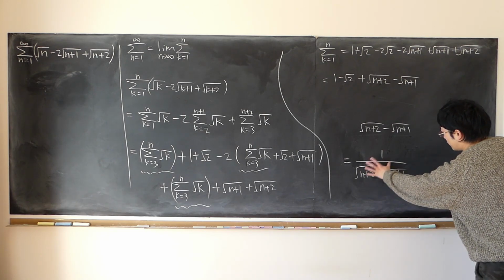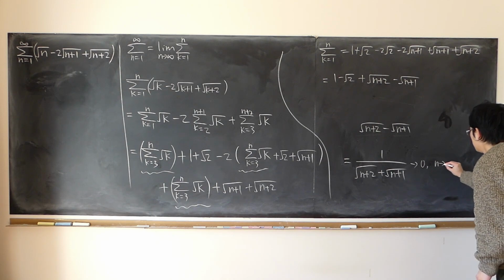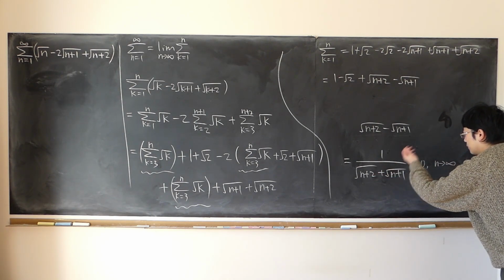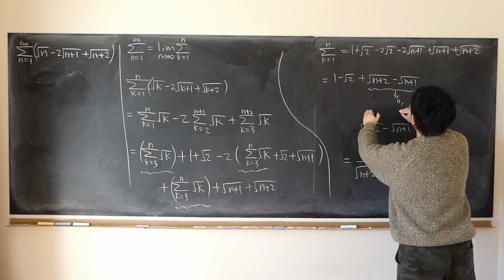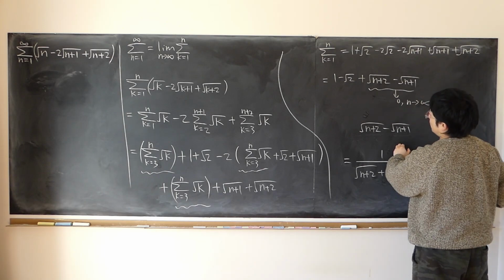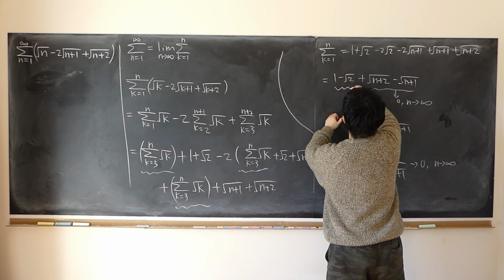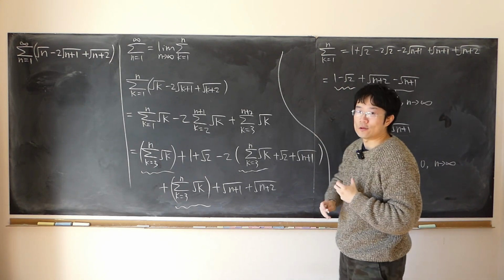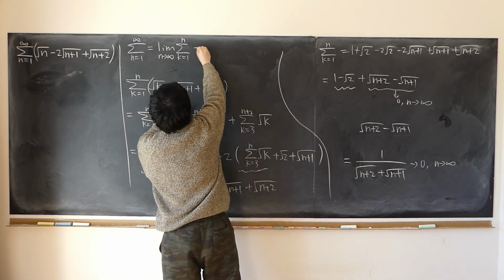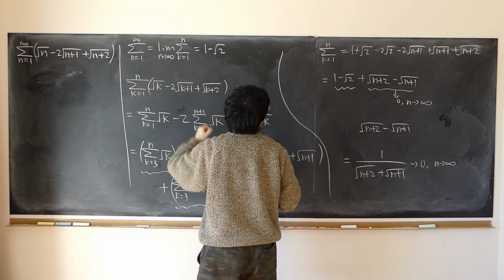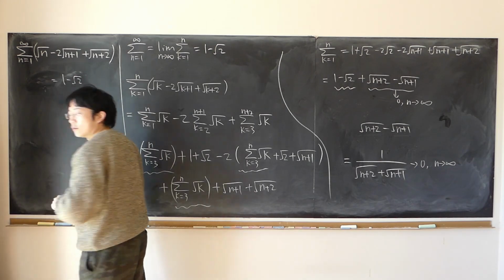As n approaches infinity, this whole fraction obviously approaches 0, because the bottom obviously approaches infinity. So this approaches 0. In other words, as I let n approach infinity, my infinite sum is really equal to 1 minus square root of 2. That is my final result.